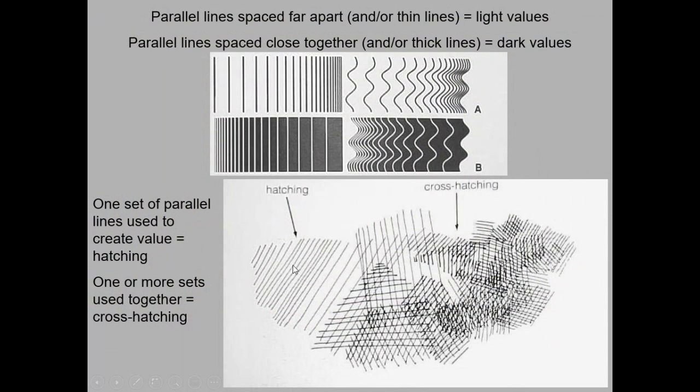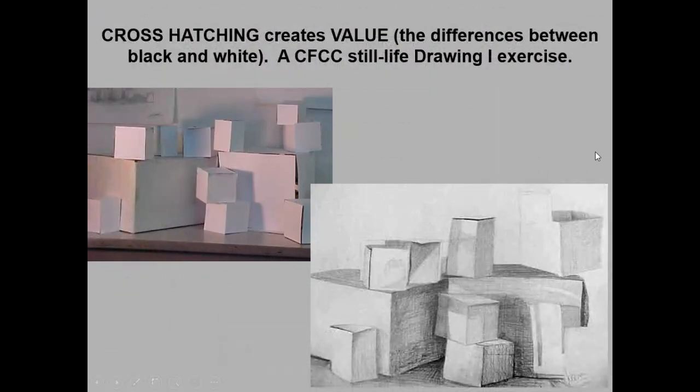Here you see what we call hatching, the idea of lines that are in a set that are more or less parallel. Cross hatching would be a set of parallel lines crossing each other. And the more sets I put together, the closer the lines are placed together, the darker that area is going to look. Brings us to the idea of value.